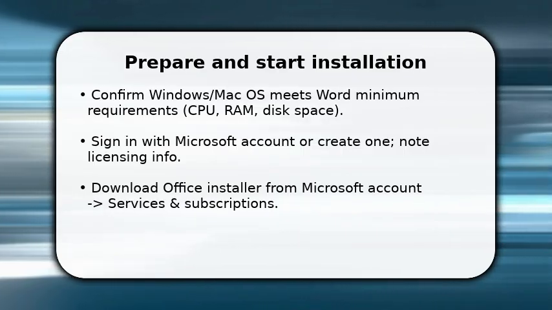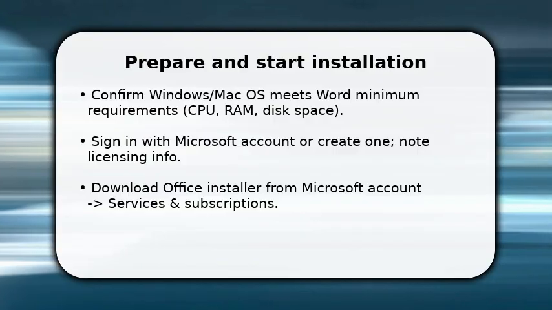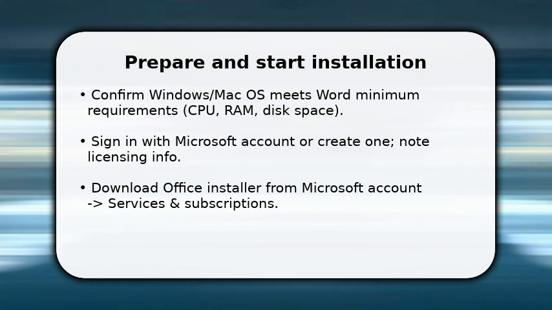Make sure you know if you have Office 365, subscription, or a one-time license. This affects activation. Next, download the installer from your account services and subscriptions page. Downloading now saves time later, and you avoid corrupted installers by using the official source. Proceed to run the downloaded setup file.